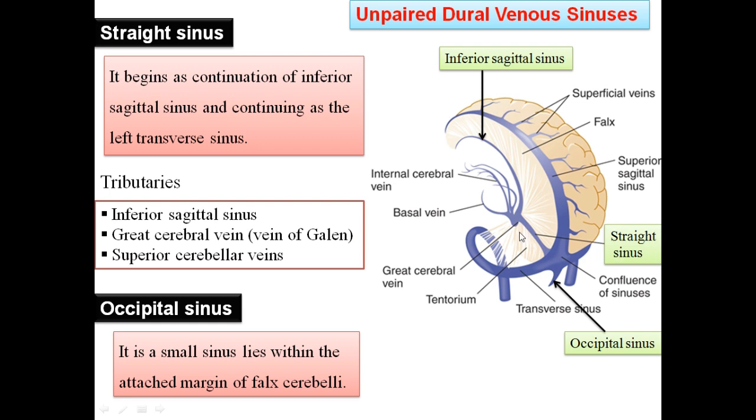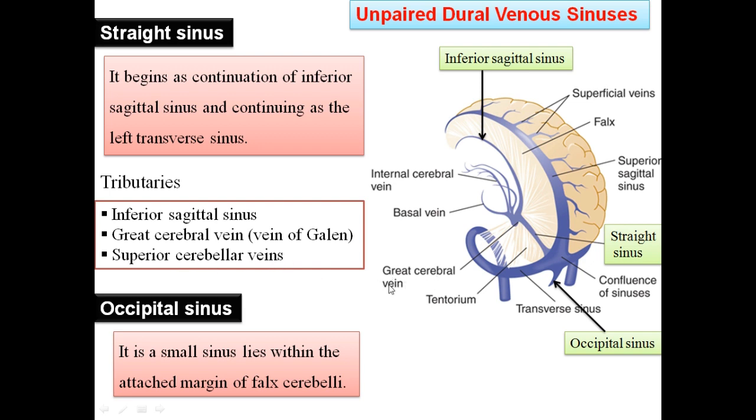Then here it is a continuation of the inferior sagittal sinus. Then it drains into the left transverse sinus. The tributaries of the straight sinus are inferior sagittal sinus, great cerebral vein, superior cerebellar veins.